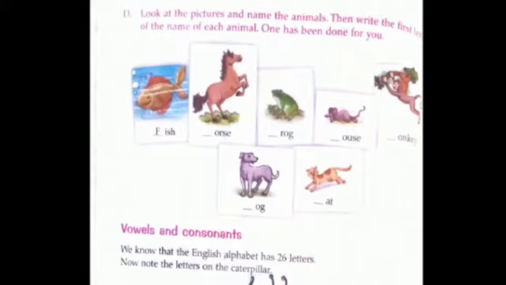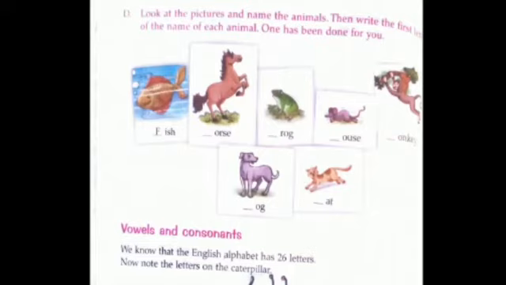Look at the picture and name the animals, then write the first letter of the name of each animal. One has been done for you. That means here are some pictures, okay? You just have to write the name of that picture. But spellings are already given, only the first letters are missing. Those letters you have to write, okay? But please write in a capital form. One is done for you, like F is already written for the fish.